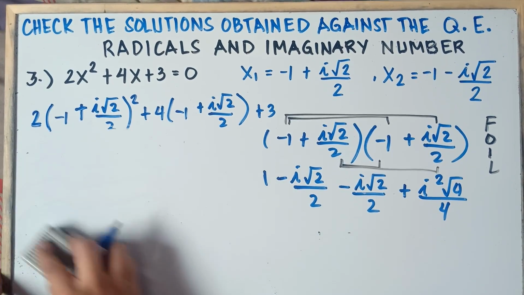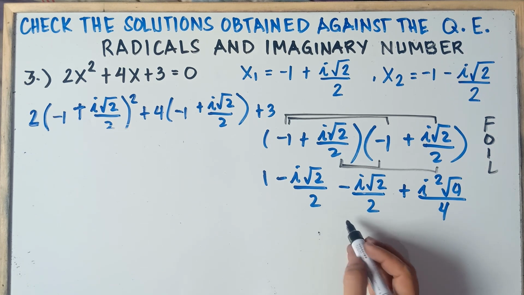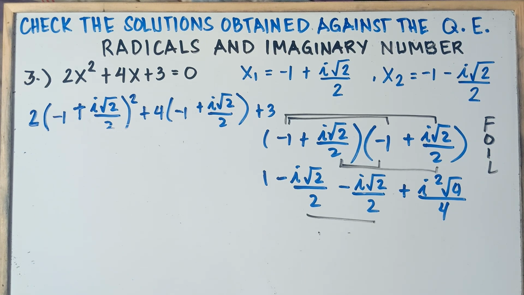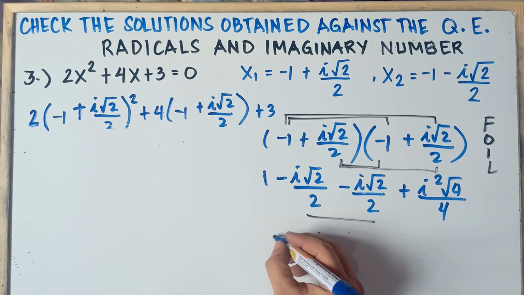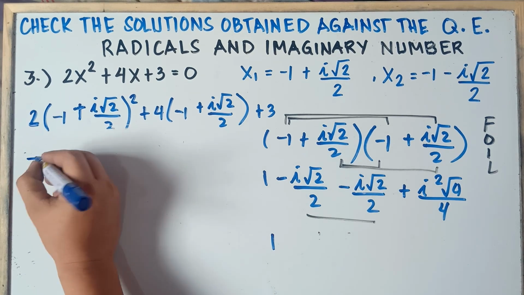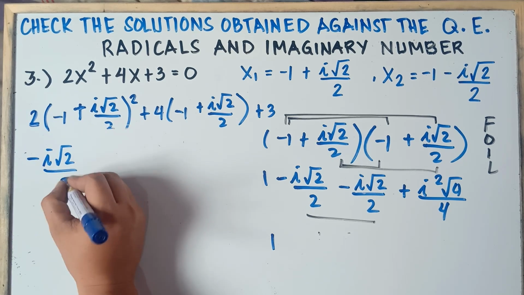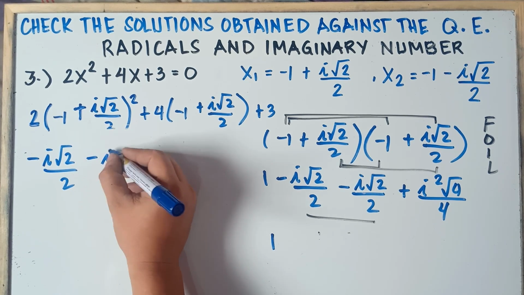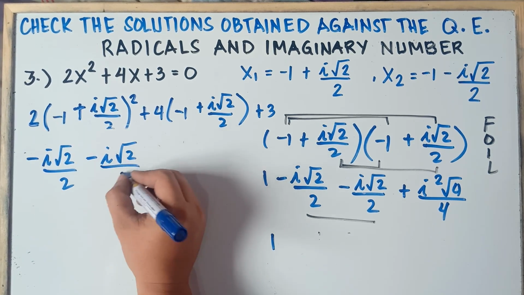Alright, and then we can combine this one, class, because they have the same denominator. We can combine that one. Rule in fractions, class: if they have the same denominator, you can combine the fractions. So, copy 1, and then we combine this one, negative i square root of 2 over 2 minus negative i square root of 2 over 2.